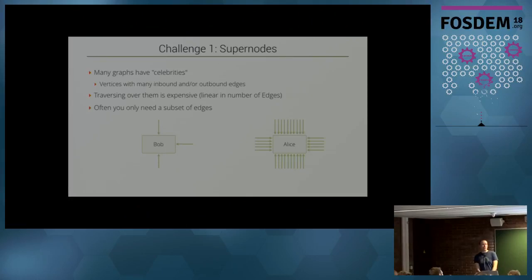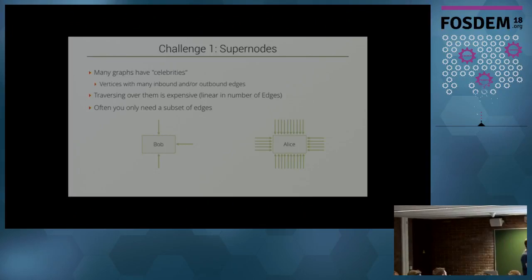But now let's talk about challenges. What is the first challenge if you want to scale a graph database? And I think that is the most common challenge: supernodes. In many graphs, you have so-called celebrities, super important people or items, whatever, which have many, many inbound or outbound edges.